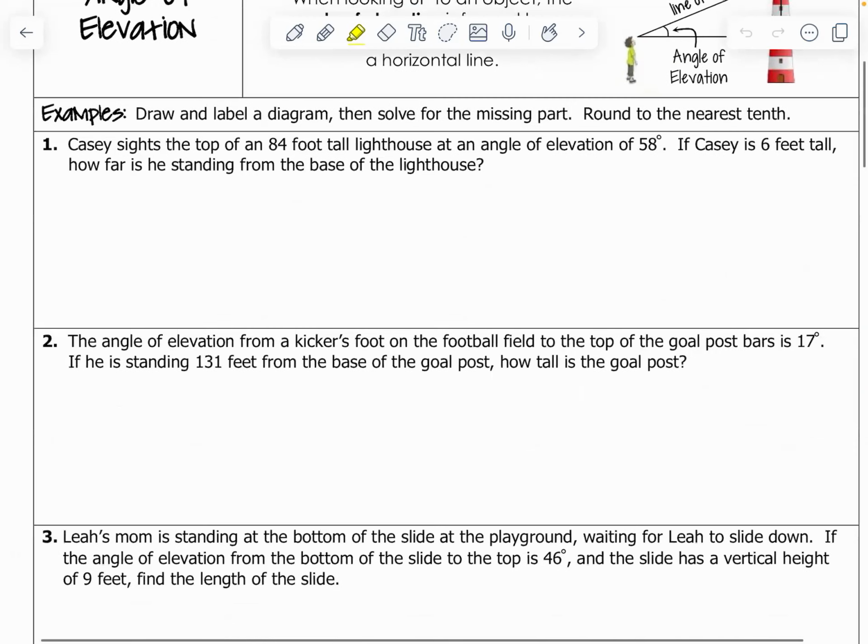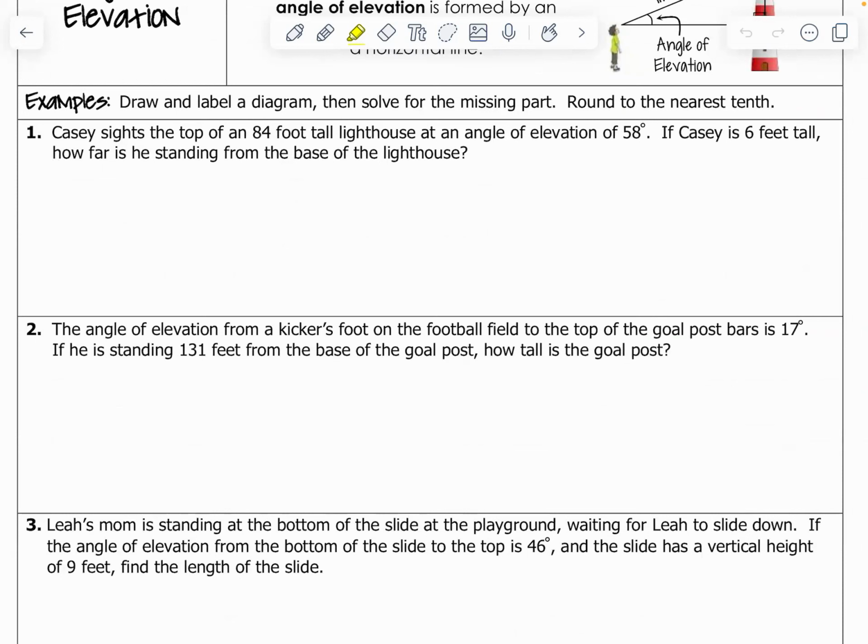Okay, so Casey sights the top of an 84-foot tall lighthouse. So we have a lighthouse. I really don't care what it looks like, but I know that it's 84 feet. And that Casey, standing somewhere else, is looking up at the top of the lighthouse with an angle of elevation of 58 degrees. Where do I put 58 degrees?